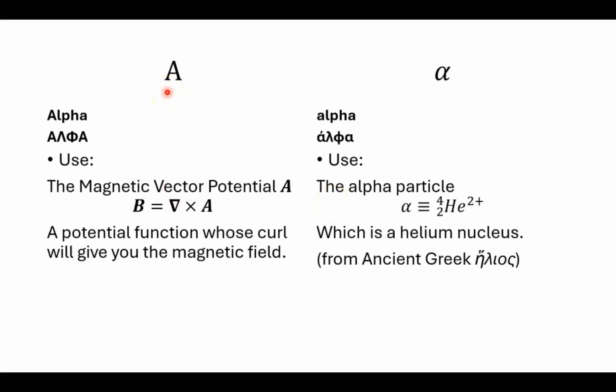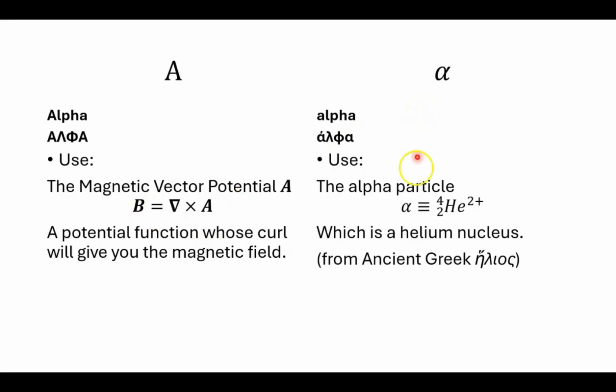So the first one is alpha. It's just the same as the English A, and it's where the name alphabet comes from because it's the first letter in the Greek alphabet. And the uppercase is mainly used for the magnetic vector potential. So the magnetic field B can be found by the curl of A. For those of you who aren't familiar with vector calculus, the curl is just an operator that takes in a vector function, takes a bunch of partial derivatives of it, and then gives you another vector.